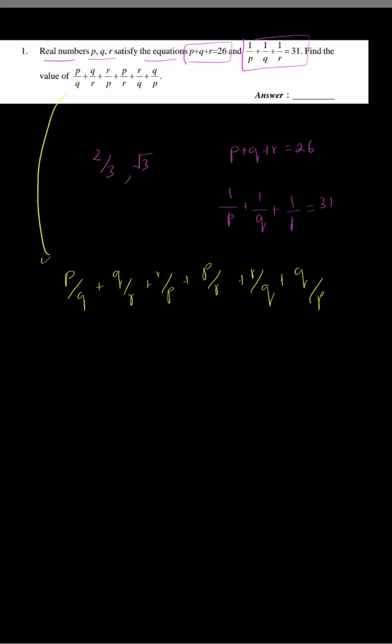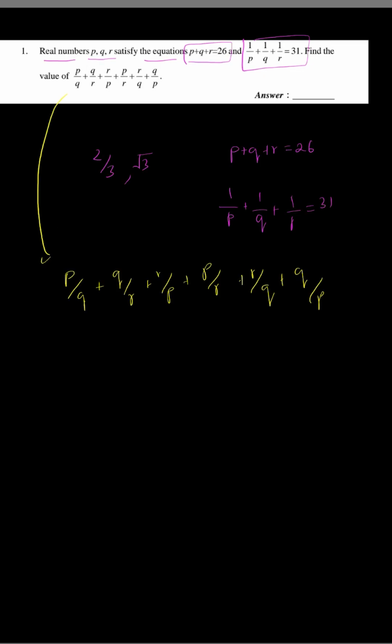The expression that was given, you could observe, it's P over Q plus Q over R plus R over P plus P over R plus R over Q plus Q over P. So they are asking us to find out what's the value of this specific expression. So that's what the question is.